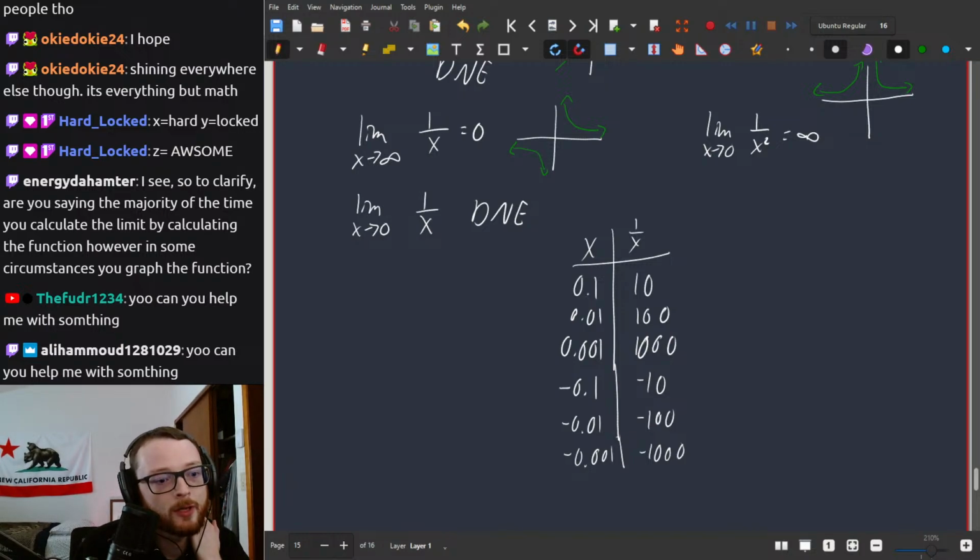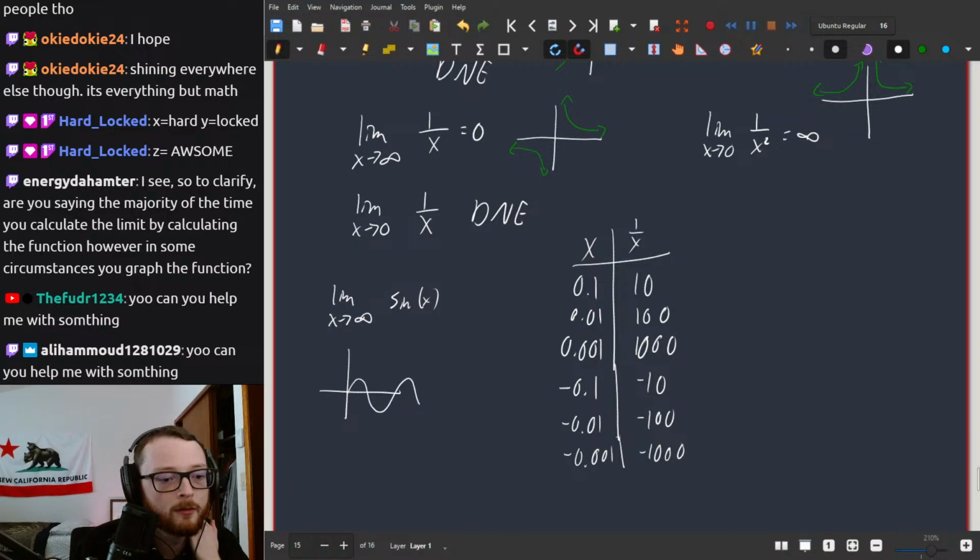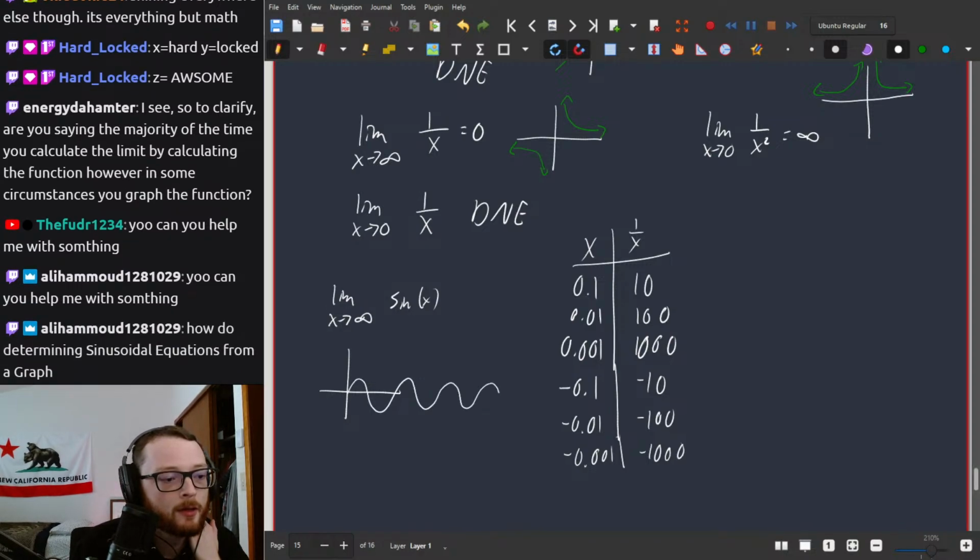Another interesting one to think about is the limit as x goes to infinity of sine of x. So sine just looks like a wave. And so the limit as x goes to infinity of this thing never really settles down on just one value. It's always oscillating between -1 and 1. So it's kind of a weird one, because even though it doesn't blow up to infinity, this limit still doesn't exist, because you can't really pin it down to just one value.